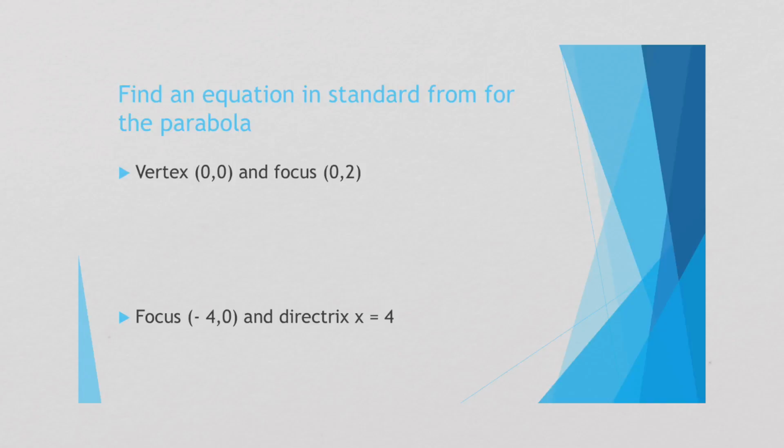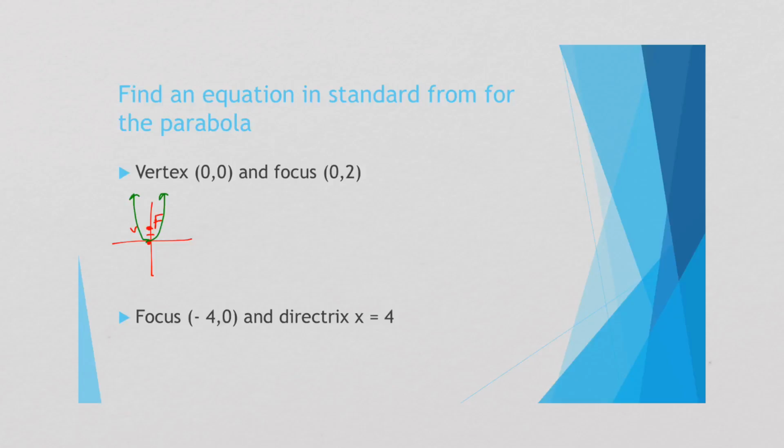Now, last but not least, find an equation in standard form for the parabola. You're going to have to do some picture drawing in this case to help yourself out. Figure out where things are. So I need to write an equation. My vertex is 0, 0. My focus is 0, 2. So here's my vertex. Here's my focus, which means that my graph, if it's eating the focus, is going to be an up and down. Why is that important?